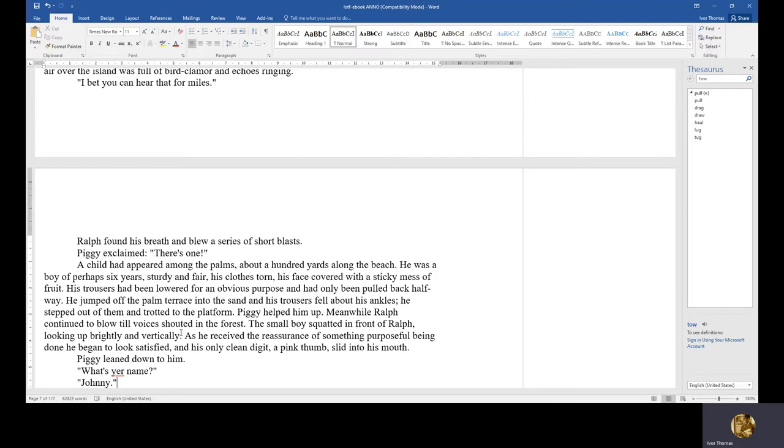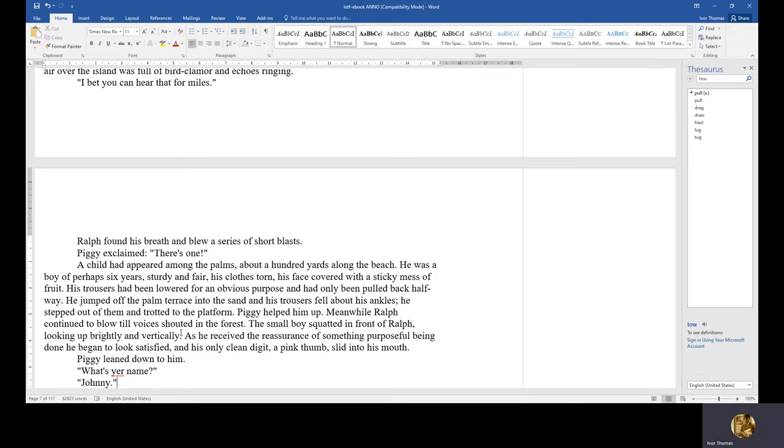Piggy helped him up. Meanwhile, Ralph continued to blow till voices shouted in the forest. The small boy squatted in front of Ralph, looking up brightly and vertically. As he received the reassurance of something purposeful being done, he began to look satisfied, and his only clean digit, pink thumb, slid into his mouth.